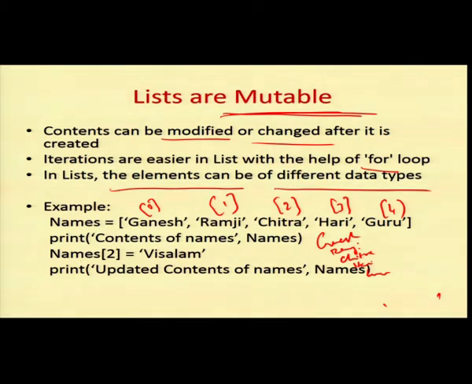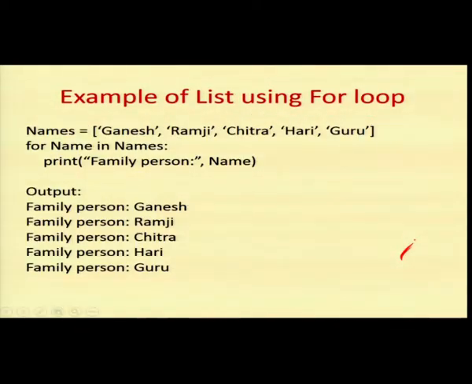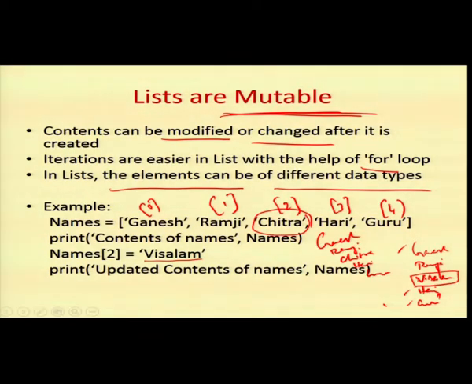Now, if I give names of 2, which means the element available in the second position is Chitra, it should get replaced with the name Visalam. Now what is the updated list? If I print the updated contents of names, it will print Ganesh, Ramji, instead of Chitra it will print Visalam, Hari, and Guru. The remaining things remain unchanged. Only Chitra has been replaced with the name Visalam, and that is the reason we say lists are mutable, which means the elements present in the list are changeable. So, hence lists are called mutable.